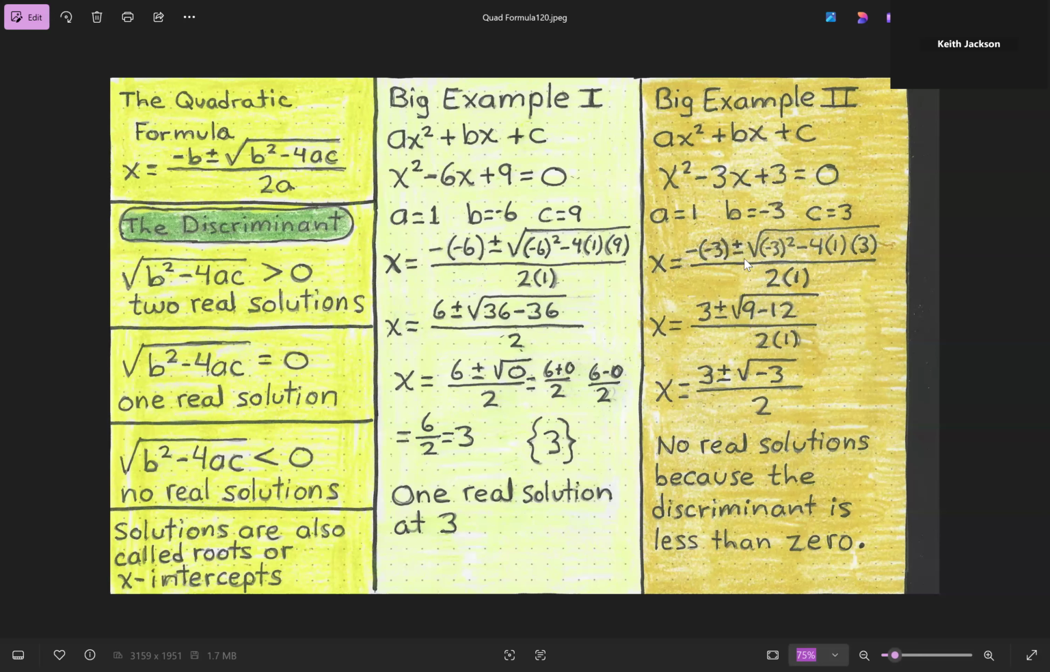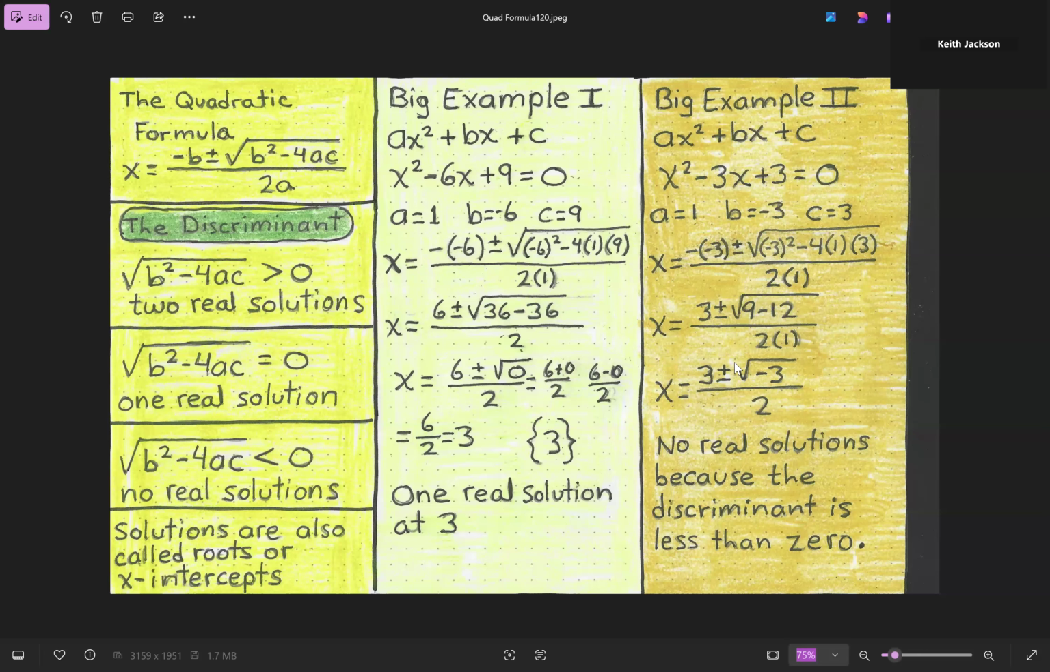All right, so let's move on to our second big example in which we have x squared minus 3x plus 3. We're going to set it equal to 0, keeping in mind that a is equal to 1, b is equal to negative 3, and c is equal to 3. Plugging everything into the quadratic formula, here's what we have. We have negative negative 3 plus or minus the square root of negative 3 squared minus the combination of 4 times 1 times 3 all over 2 times 1. And when we work that out, we have x is equal to 3 plus or minus the square root of 9 minus 12. And guess what? We have a situation in which the discriminant is less than 0. And we're going to see how that works out all over 2 because 2 times 1 is 2.